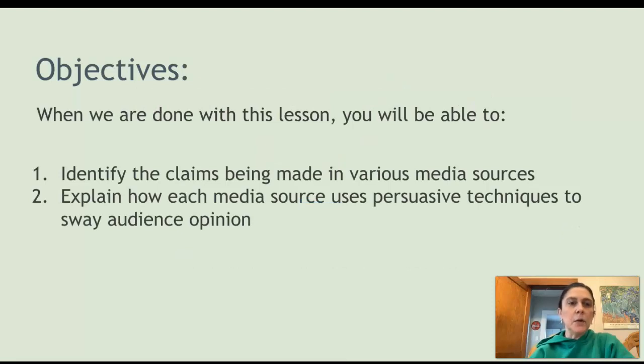Our objectives. When we are done with this lesson, you will be able to first identify the claims being made in various media resources, and two, explain how each media source uses persuasive techniques to sway audience opinion.